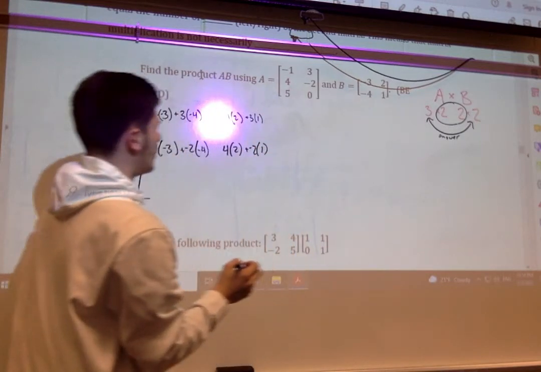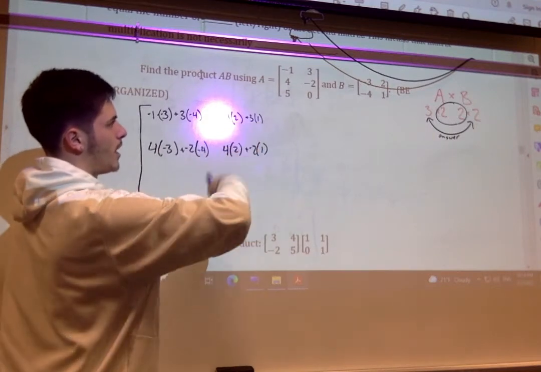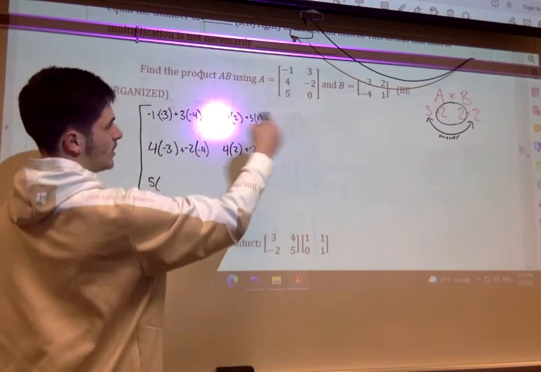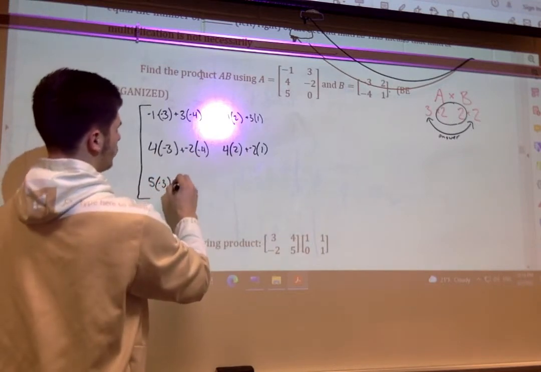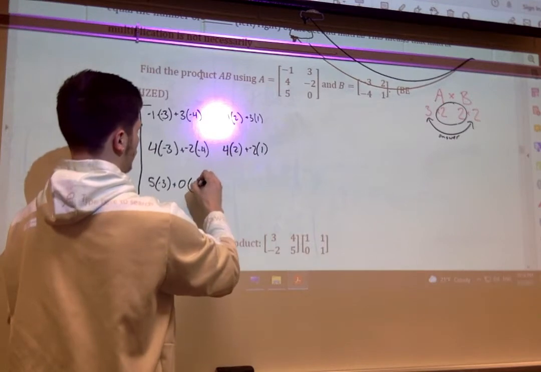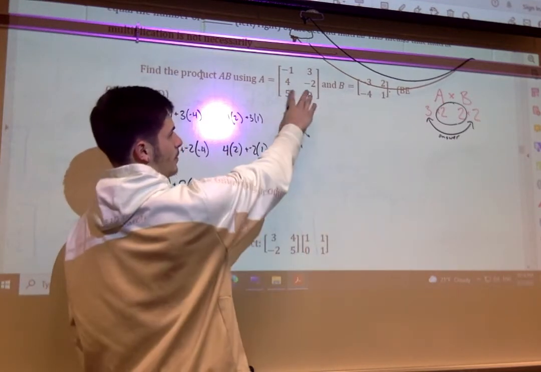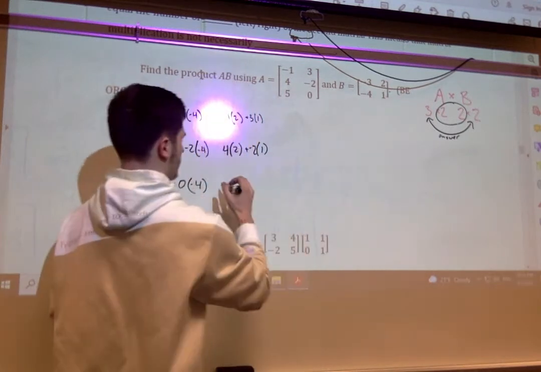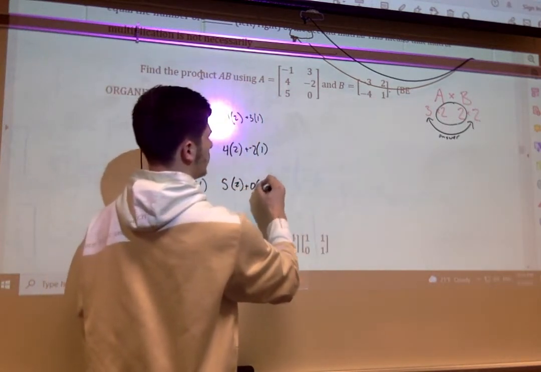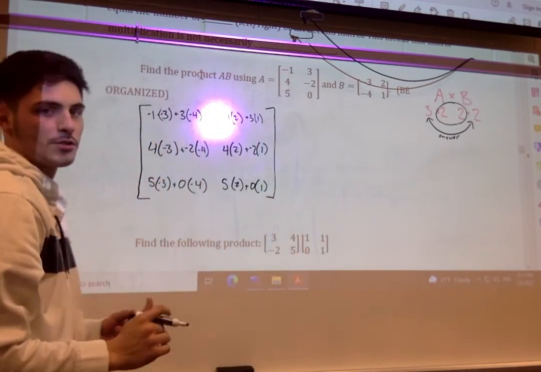plus -2 times 1. And lastly, or not quite lastly, but we've got the bottom left, so we've got the bottom 5 times the left, -3, plus 0 times -4. And the right, we have the bottom and the right. So we've got 5 times 2 plus 0 times 1. So that's the math for our matrix.